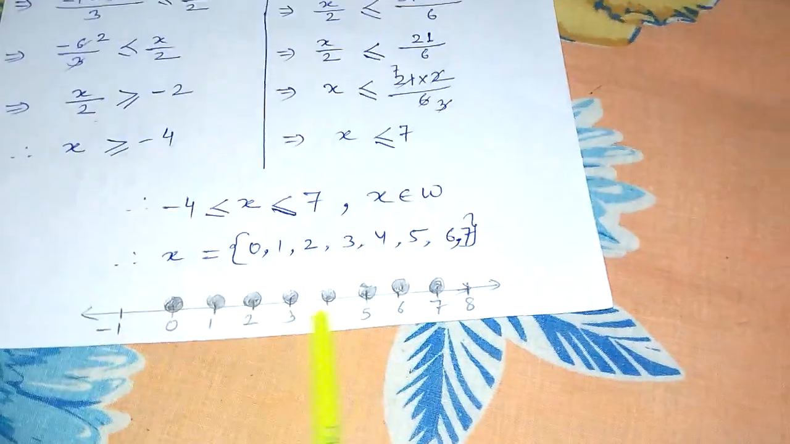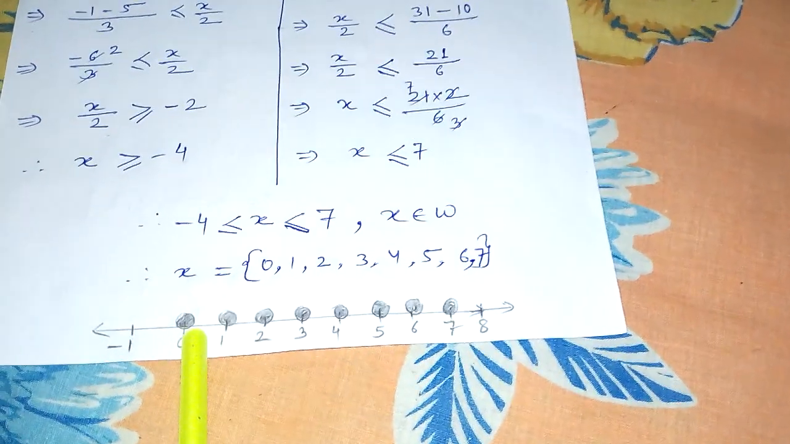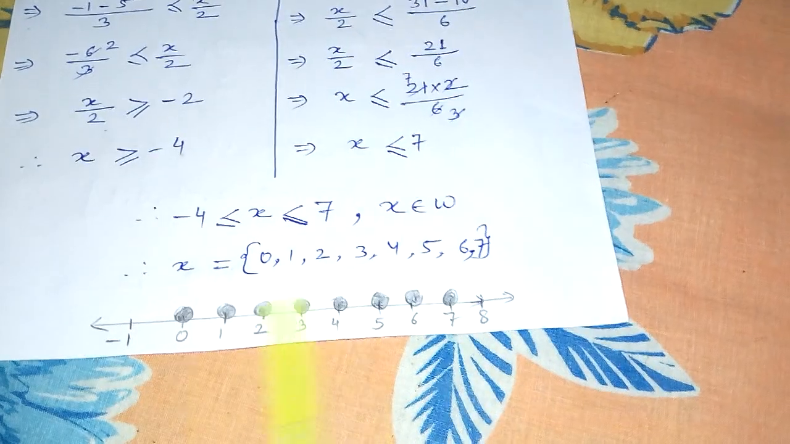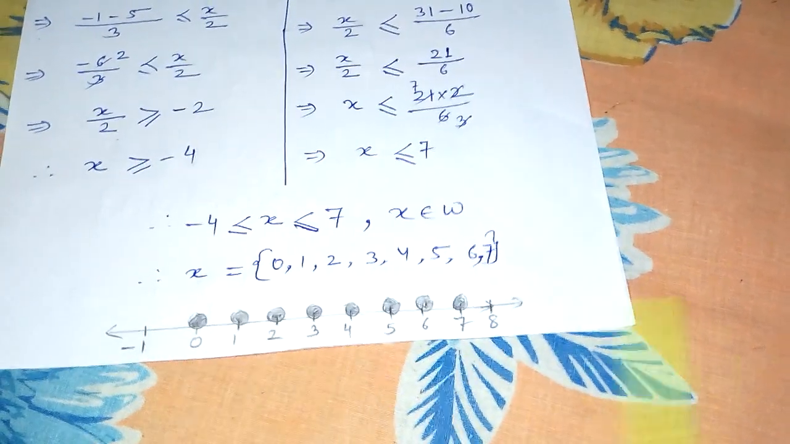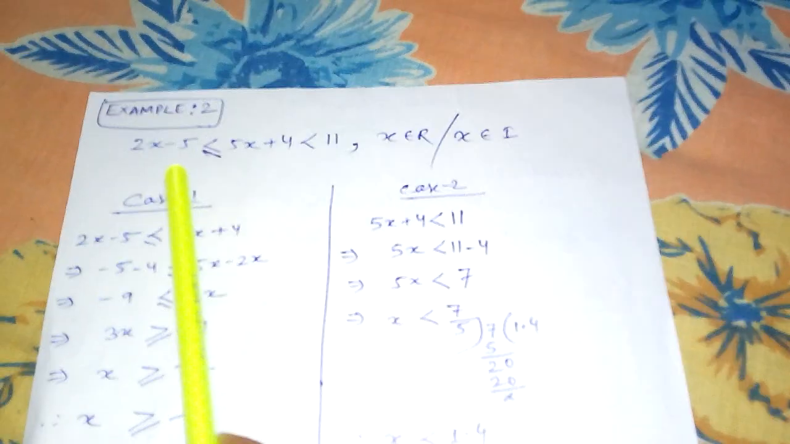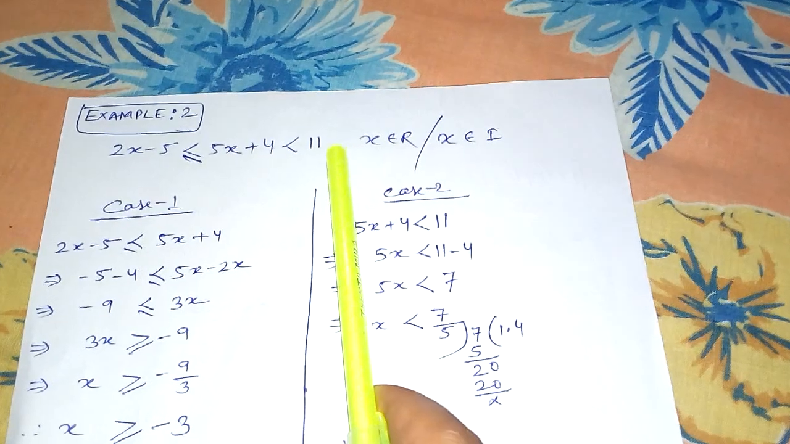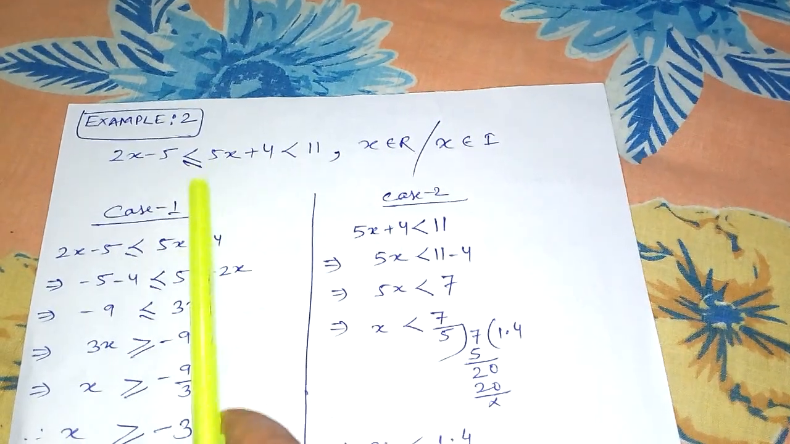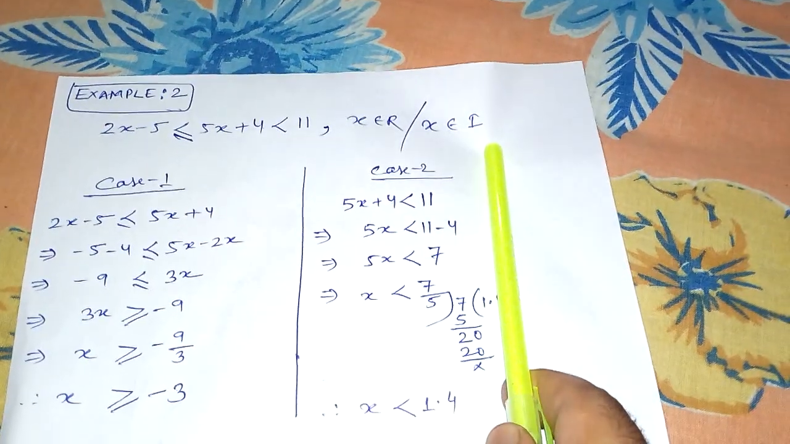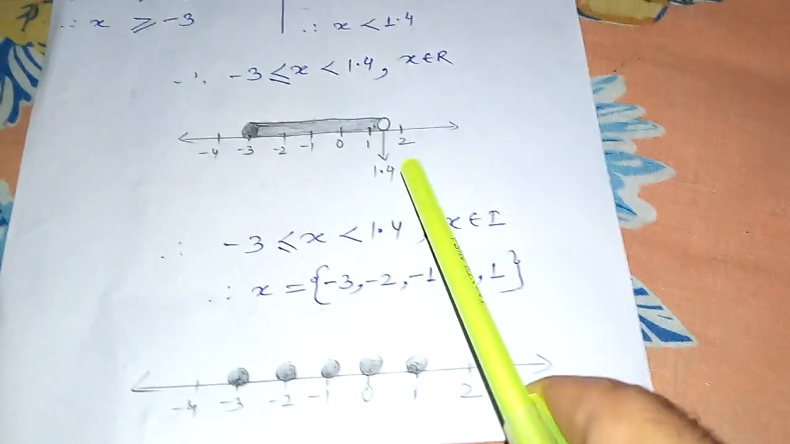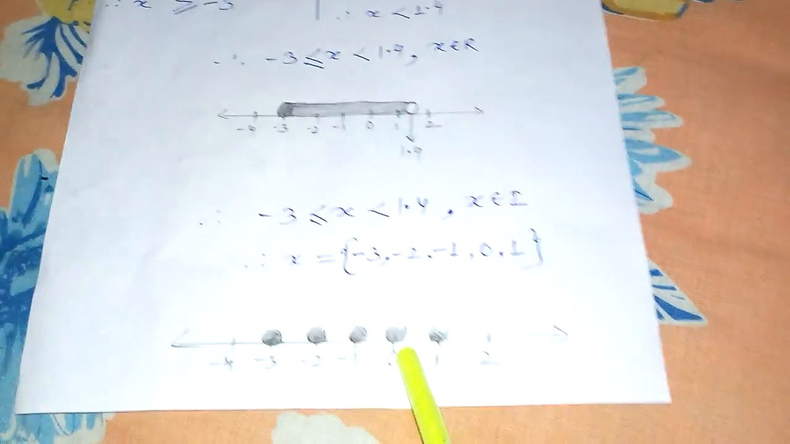So when we plot whole numbers, we have to put a circle on every number. So this is our number line, because 0, 1, 2, 3, 4, 5, 6, 7. Same thing we did here. In example 2, I will show you. I have made a question, but I have given two options. Here x might belong to R and may belong to I also. For the two cases I have drawn two number lines. This is for R, this is for I.